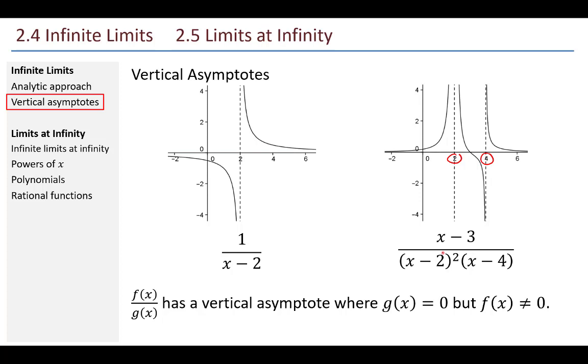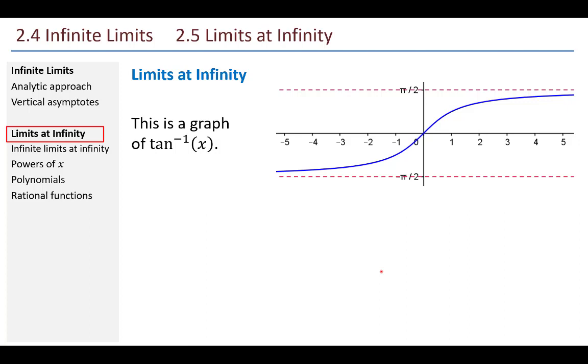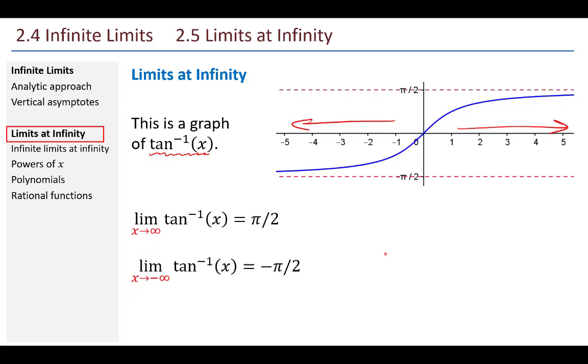All right, moving on. How about limits at infinity? Now I'm going to let my x not approach a number, but I'm going to let my x values go off to positive infinity or negative infinity. This is the graph of the tan inverse of x. So it looks like as my x values get larger and larger, the value of the function approaches pi over 2. As x gets larger, these y values are going up, and they're getting closer and closer to the y value of pi over 2. And as x moves to the left, the y values are decreasing, and they're getting really close to the y value of negative pi over 2.